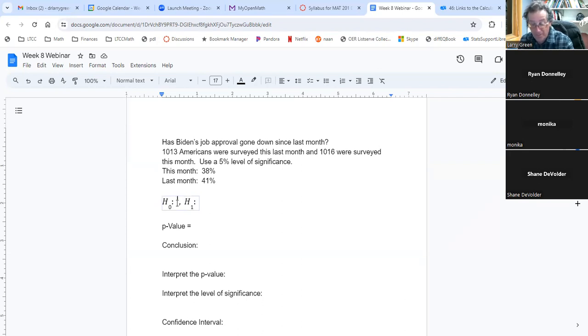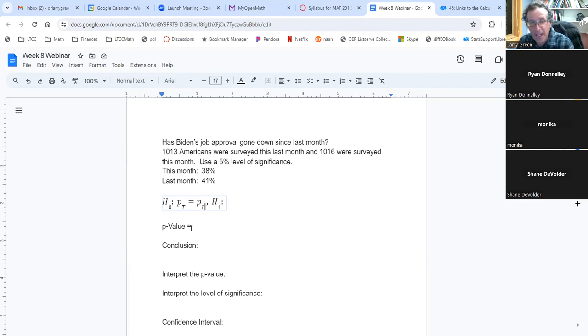Okay, let's do it and we'll see. So H naught. First thing, these are proportions. What letter do we use for proportions? Yeah, we're going to use P. And I'm going to go sub T for this month. Sound good? Gotta make something up. Is equal to P sub L for last month. Any questions on that idea?